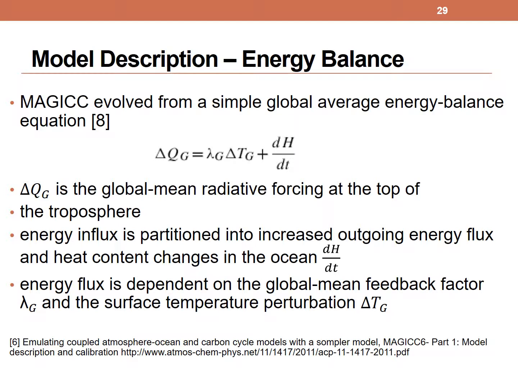The first equation behind this model is a simple global average energy balance equation. It calculates the global mean radiative forcing at the top of the troposphere. The energy influx is partitioned into increased outgoing energy flux and heat content changes in the ocean. The energy flux is dependent on the global mean feedback factor and the surface temperature perturbation.